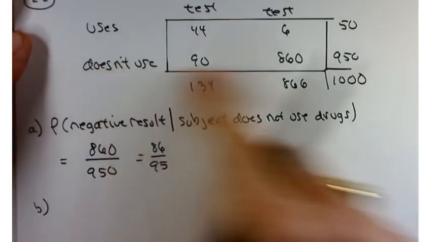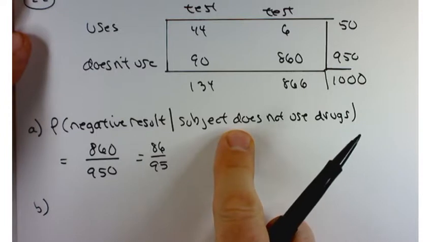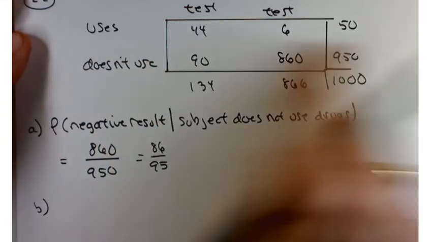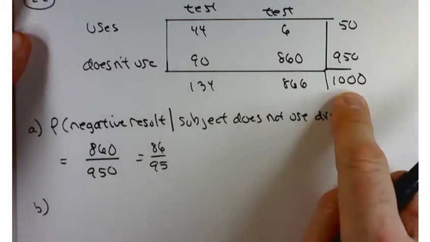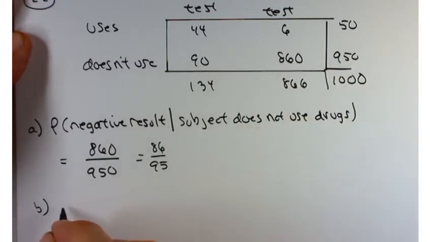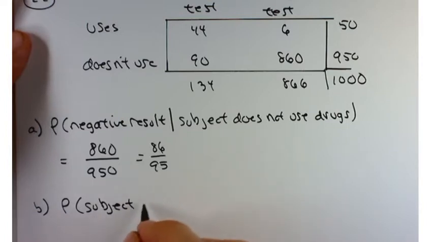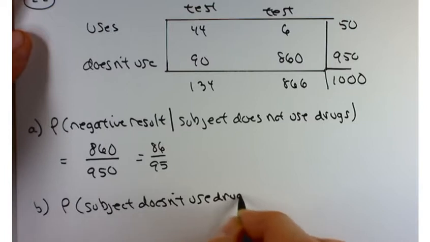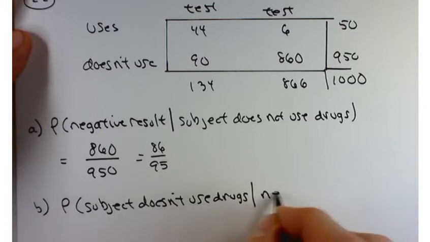So by telling you that, okay, we're limiting things, you've changed your sample space. It's no longer the 1,000 here. Let's flip that around. Probability that the subject doesn't use drugs given a negative result.